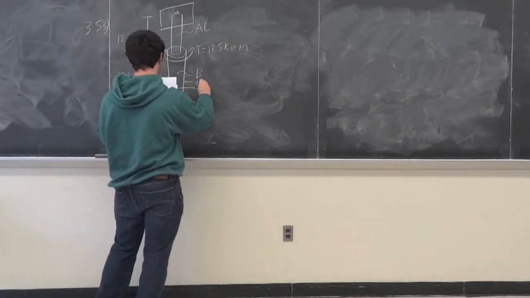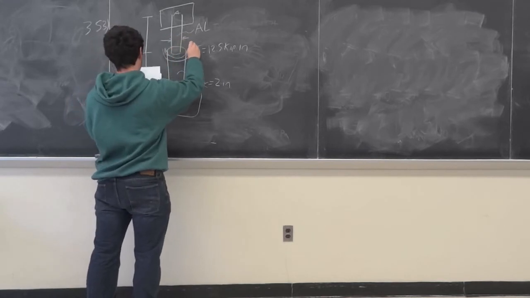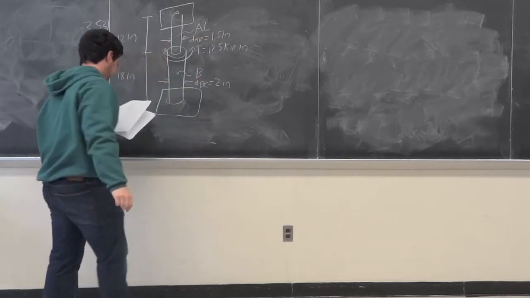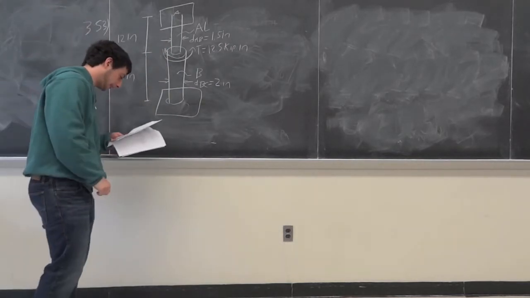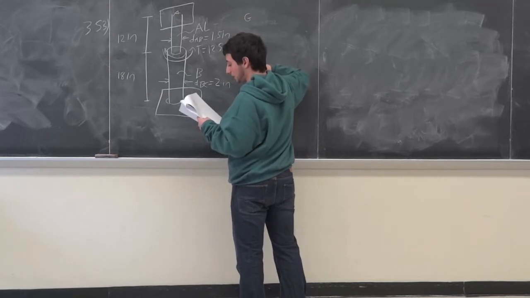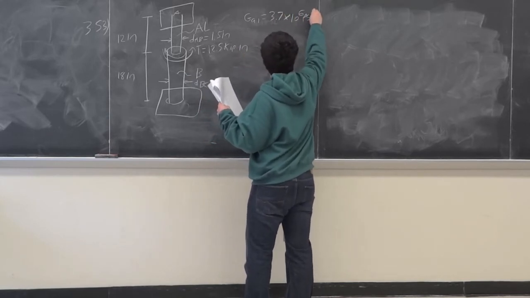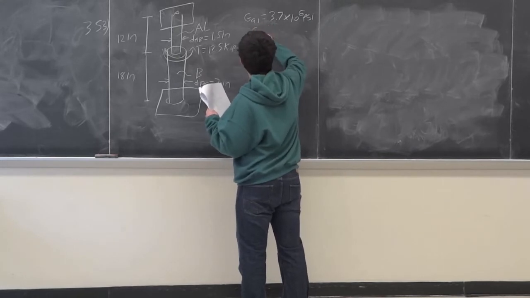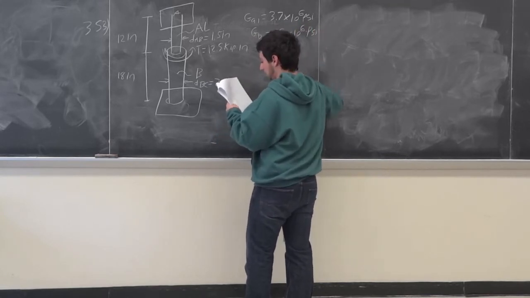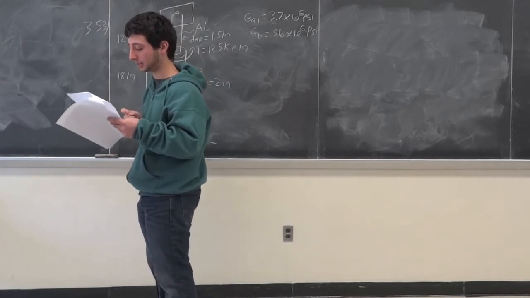The diameter of this rod is 2 inches, and the diameter of this rod, DAB, is equal to 1.5 inches. Did I put everything? All right. They also give you the shear modulus for aluminum, which is 3.7 times 10 to the 6 psi, and the shear modulus for brass, which is 5.6 times 10 to the 6 psi. That's it. They ask you to find the shear stress in rod AB and the shear stress in rod BC.